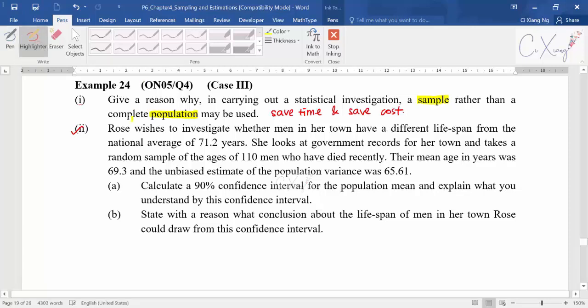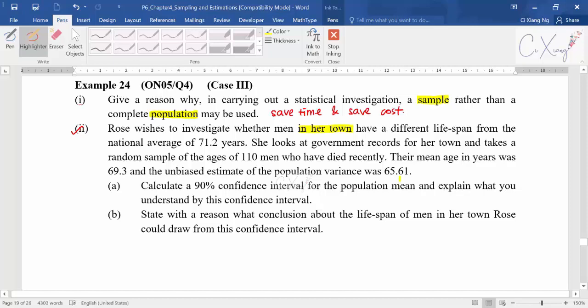Okay, so Rose, she wants to investigate whether men in her town have a different lifespan from the national average of 71.2 years. She looks at the government records for her town and takes a random sample of the ages of 110 men who have died recently. Their mean age in years was 69.3 and an unbiased estimate of the population variance was this one.